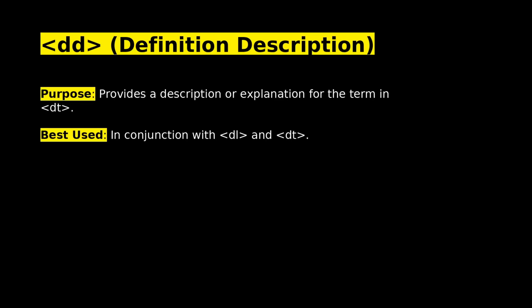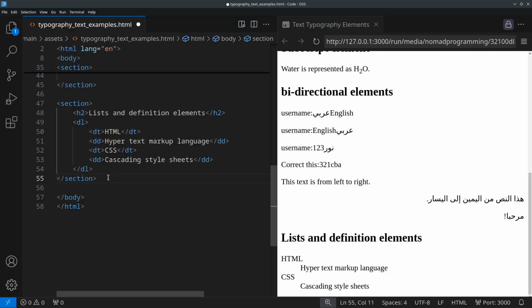It is best used in conjunction with the definition list and definition term to present clear term-definition pairings. For example, we have the definitions of Hypertext Markup Language and Cascading Style Sheets in this example.